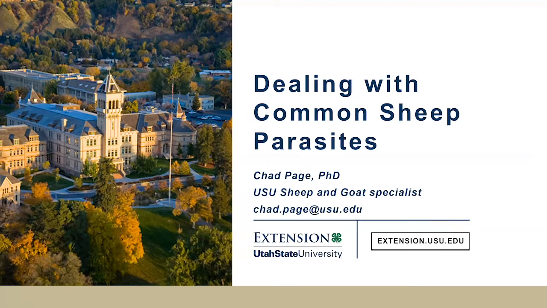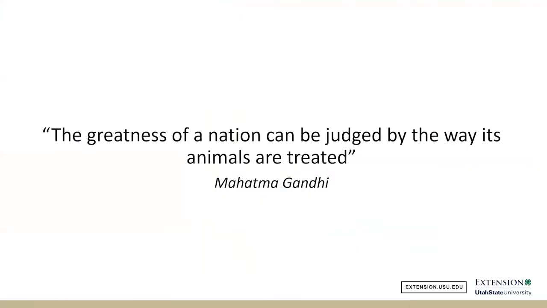I'd like to first open up with a quote, from Gandhi, actually. He said that the greatness of a nation can be judged by the way its animals are treated. And I think ultimately that's the goal of all of us as producers, as people who have animals under our watch, to make sure that they're healthy and happy. And that is a big part in why those of us in Extension try to have outreach, to make sure that all of us can keep our animals healthy and happy and ultimately productive in the end.